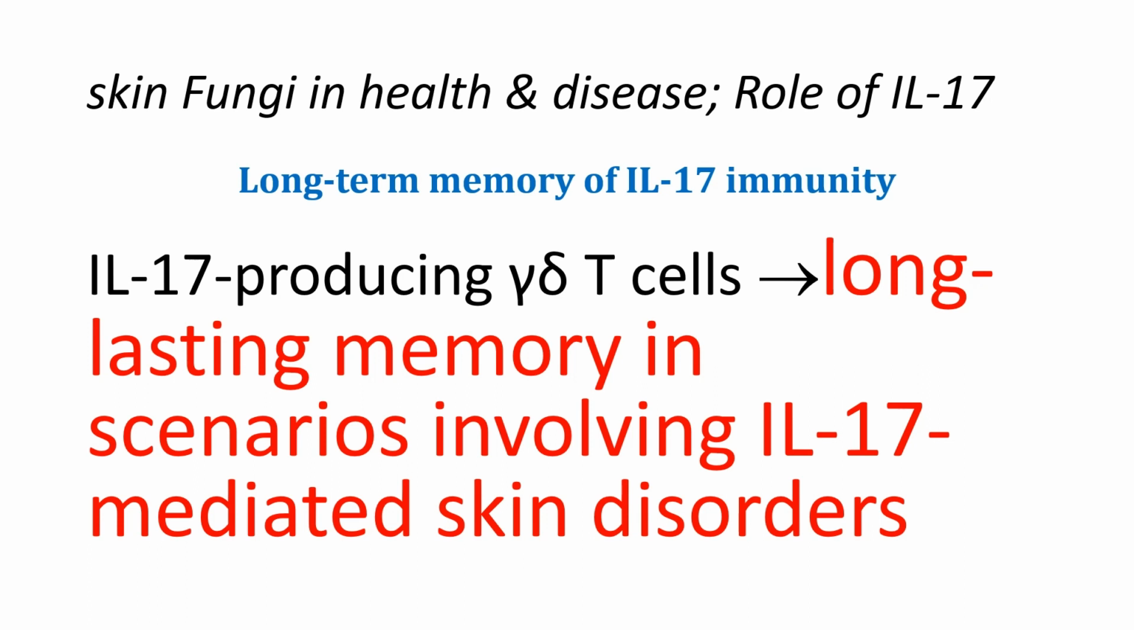Like T helper 17 cells, interleukin 17 producing gamma delta T cells are believed to develop long-lasting memory in scenarios involving interleukin 17 mediated skin disorders. They show heightened reactivity upon secondary challenges and display characteristics similar to memory cells. However, whether gamma delta T cell mediated recall responses are made by specific antigenic responsiveness or are more broadly reactive, like the case in trained immunity, remains unexplored.